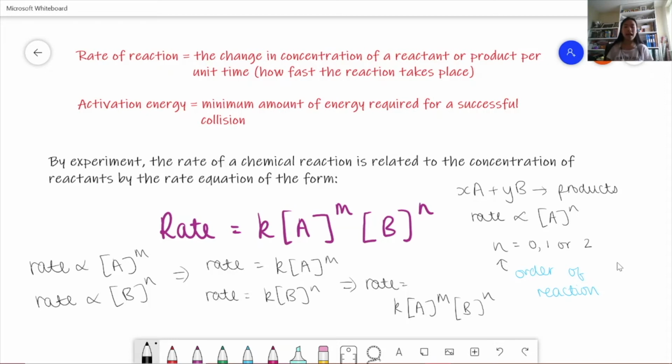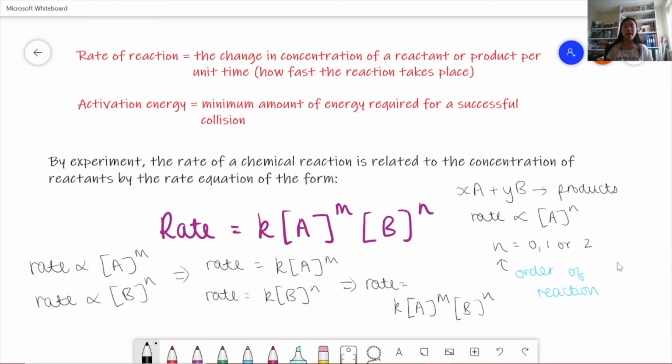And m and n, the orders of reaction, are determined experimentally, so they can't be theoretically given a value. So for the order of reactions, how we word it is that we say the order of reaction with respect to A is m, and the order of reaction with respect to B is n. And k, which is the rate constant, varies with temperature. So we'll actually come to find that k increases when the temperature increases.